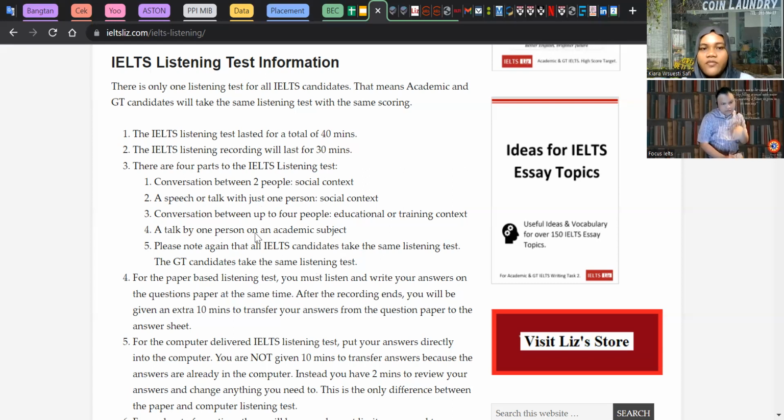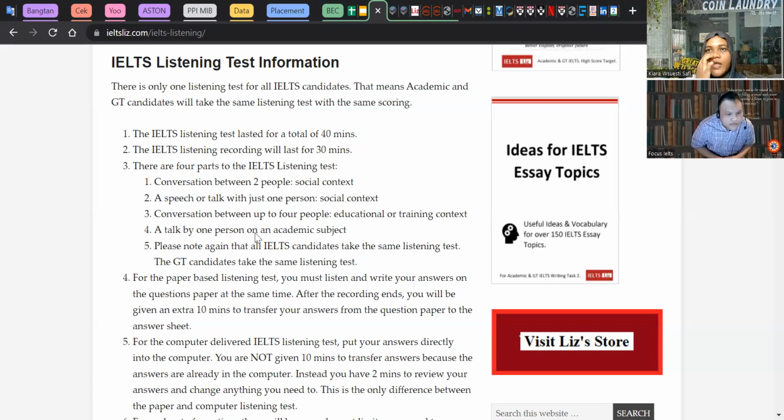The third one will be a conversation between up to four people in an educational or training context. So there will be two to four people having a conversation, and you will fill in the gaps for the questions that are given to you. And the fourth one is a talk by one person on an academic subject.